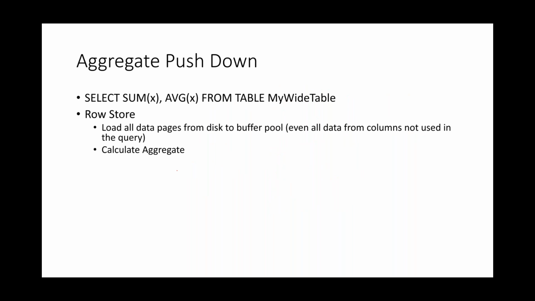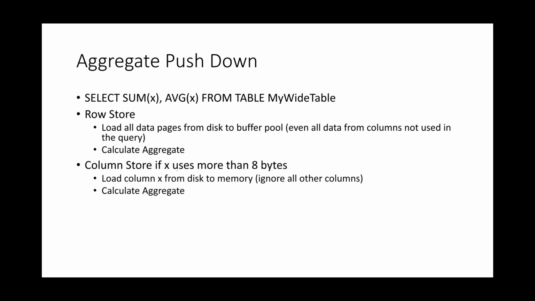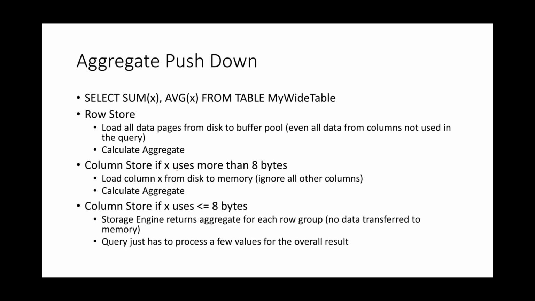So aggregate pushdown, you have some average from a table. In a row store, it would load every row into the buffer pool, go through it, calculate the aggregate, and then eventually discard the page from the buffer pool again. In Columnstore, if you use more than 8 bytes, it just loads the column X and does the calculation for you. If you use less than 8 bytes, the storage engine just returns the result. It doesn't move the data into the buffer pool. And that is what makes it so fast.